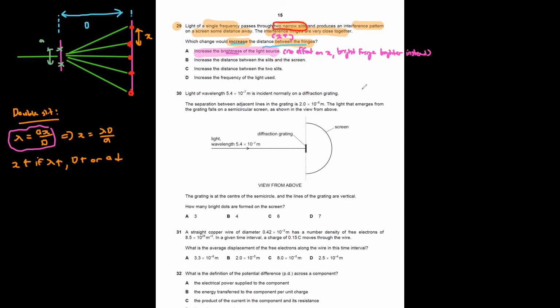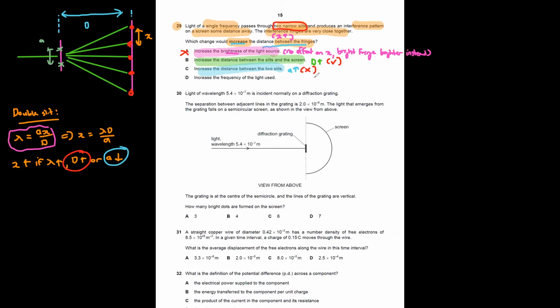And then if you look at B, increase the distance between the slits and the screen. This is actually talking to you about increasing D. So we do not want to increase D, do we? No, we want to increase D actually. So this one is actually correct. All right, A just now was wrong. How about the rest of the answers? If you're talking about increase the distance between the two slits, this is talking to you about increasing A. But do we want to increase A? No, we want to decrease A. So this one is wrong.